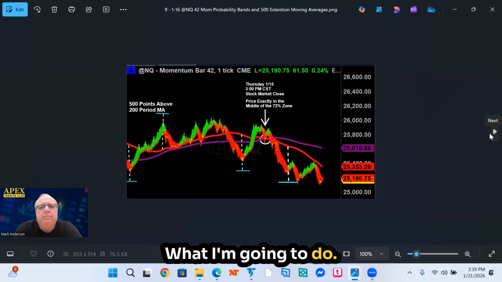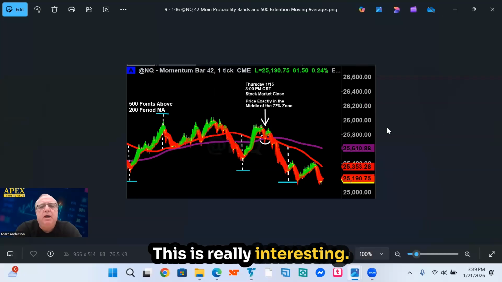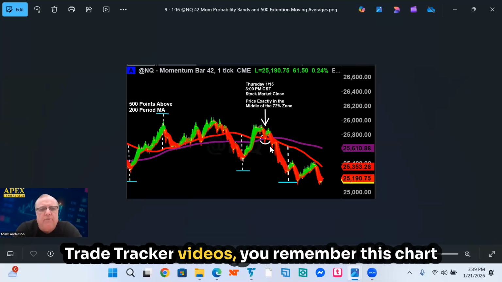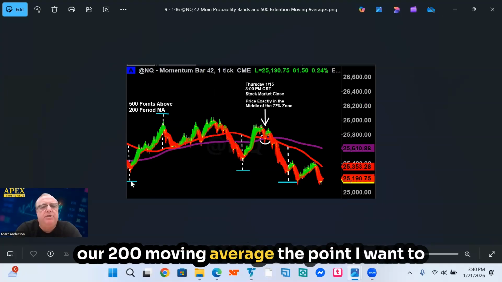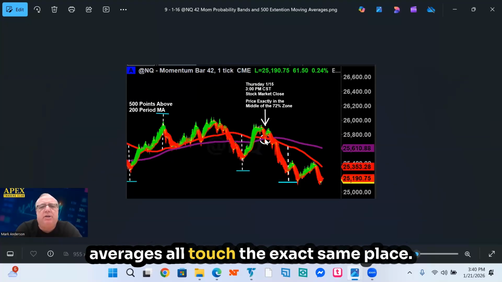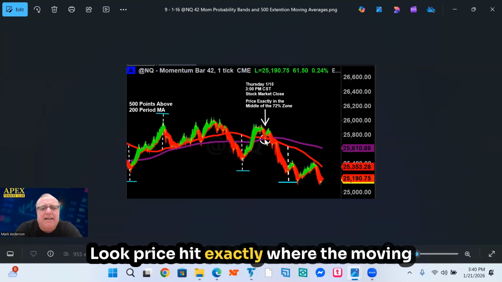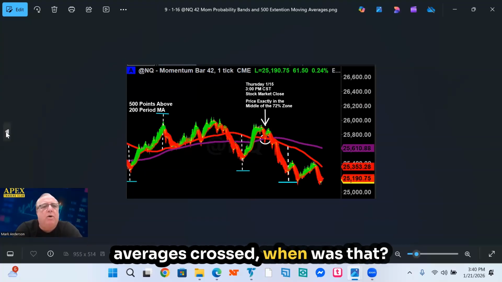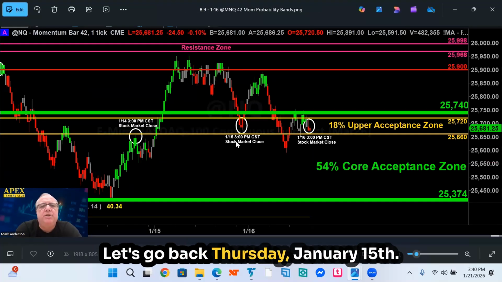What I'm going to do now is go back here and show this too. This is really interesting. For those of you that were watching my other trade tracker videos, you remember this chart. We had the price moving 500 points beyond our 200 moving average. The point I want to illustrate is look at where price and the moving averages all touch the exact same place. This is Thursday, January 15th at 3 o'clock. Look, price hit exactly where the moving averages crossed. When was that? Thursday, January 15th. Let's go back. Thursday, January 15th.